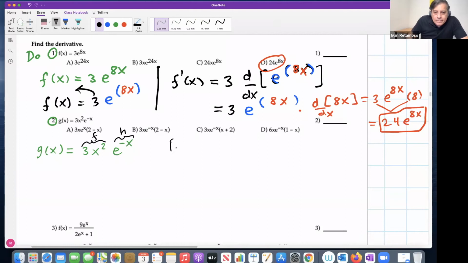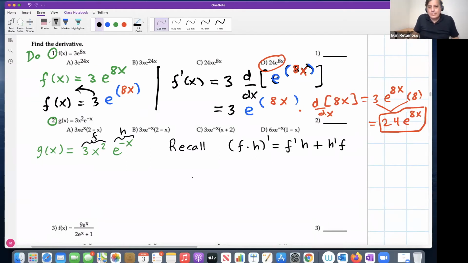And recall that the product rule says that f multiplied by h, when differentiated, gives us the derivative of the first one times the second one, plus the derivative of the second one times the first one. That's it. So use this, figure this out, guys.